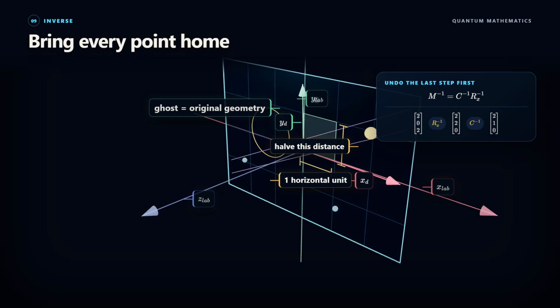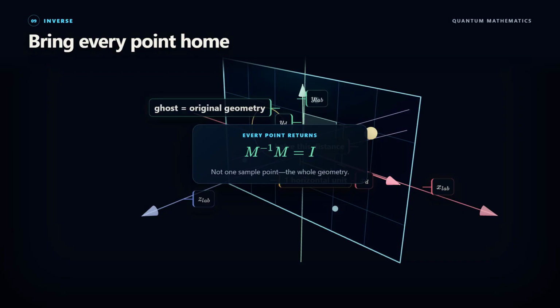The original grid, circle, unit cell, and hit all return together. An inverse reconstructs the entire geometric configuration, not just a favored coordinate. Now compose the forward and backward machines. M inverse M leaves every possible input unchanged. Their product is the identity matrix I.